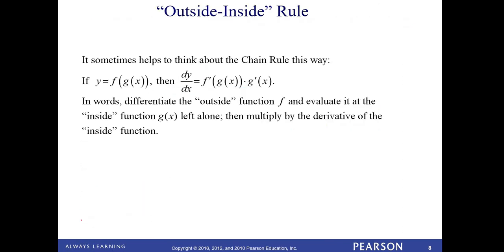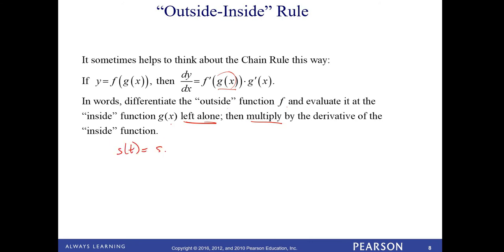I want to also talk about this using this notation. So if y is f of g of x, then dy dx is f prime of g of x, don't change this, times g prime. In words, we say differentiate the outside function f and evaluate it at the inside function left alone. We're not going to change g of x the first time. Then multiply by the derivative of the inside. So let's look at the one we just did using this kind of thinking.